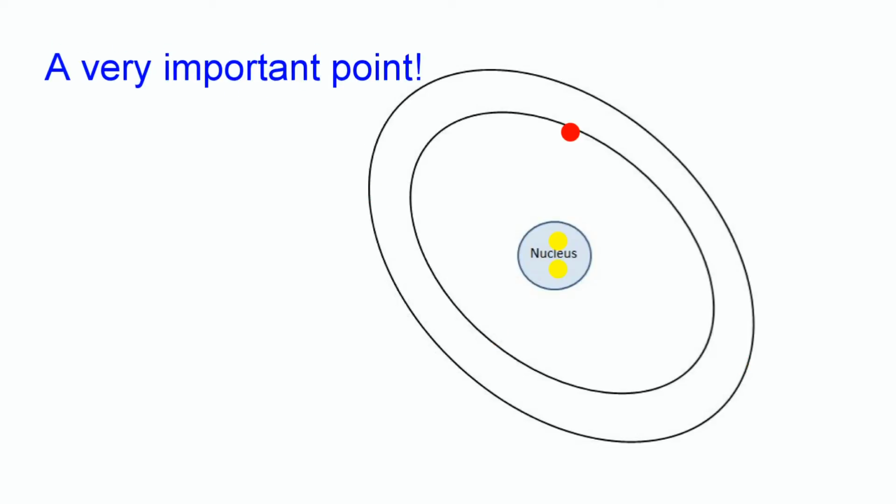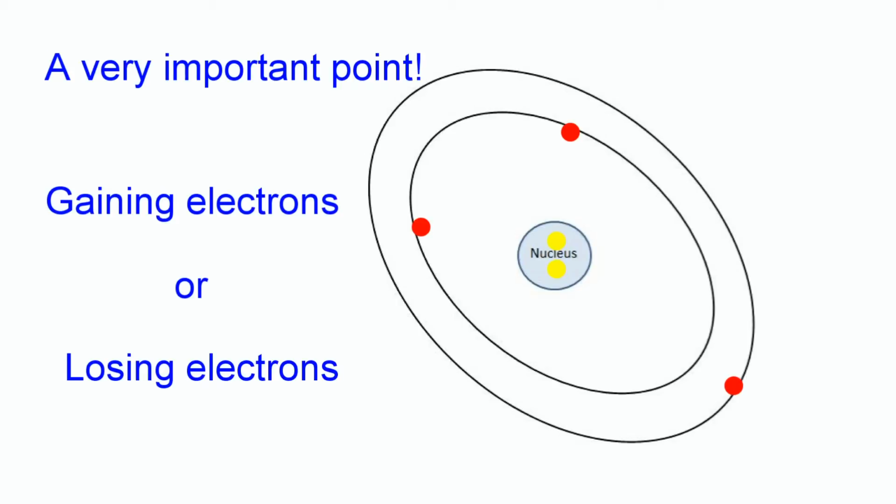This is a very important point. Atoms adjust their electrical states by gaining or losing electrons. Note that atoms ordinarily do not gain or lose protons. If you change the number of protons in the nucleus, you will actually change the identity of the element itself. We will talk about this more in future videos, but for right now, it's important for you to keep in mind that atoms achieve an electrically neutral state by gaining or losing electrons.